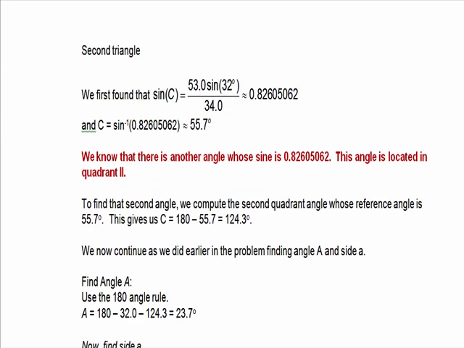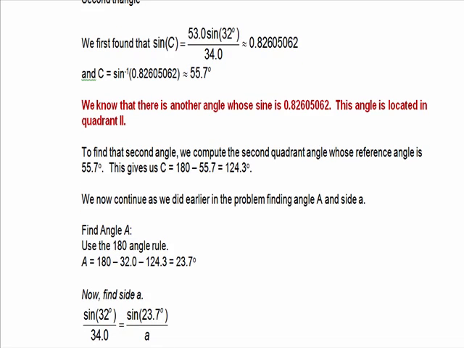I go back to the very beginning when I first solved for sine C, and I learned that I had an angle of 55.7. What hopefully we remember is that there's another angle whose sine would be that 0.826 number in the second quadrant. And so using what we've done in the past, we say, okay, remember we talked about reference angle. If I use an angle in the second quadrant of 55.7 degrees relative to the x-axis, I would learn that this other angle, this second quadrant angle, is 124.3.